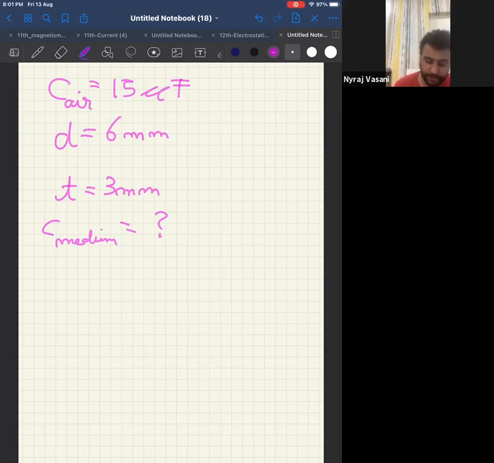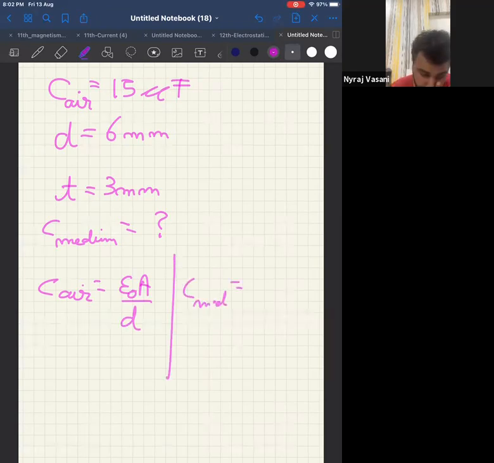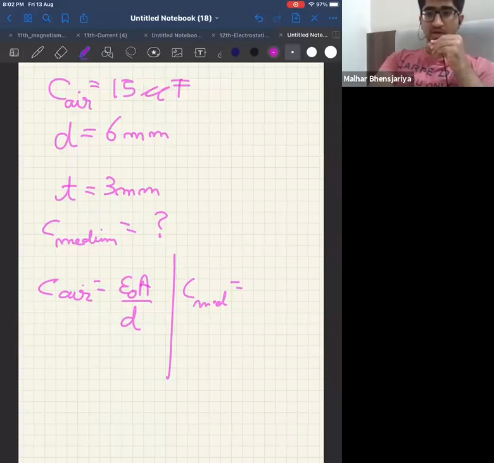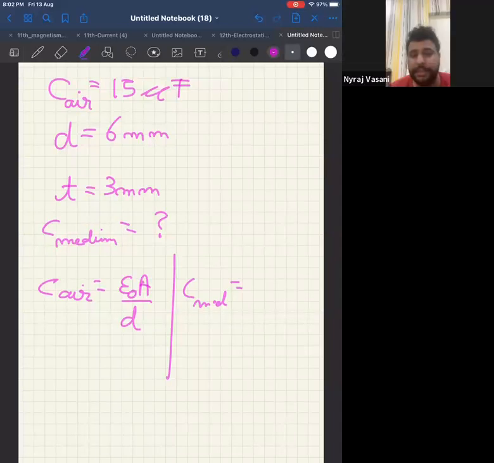Now I know capacitance of air. Capacitance of air formula is epsilon naught A by d, correct? Now tell me, what will be the formula for capacitance of a medium? Anyone? In the denominator, there will be d minus t plus t upon K. d minus t plus t by K? No.